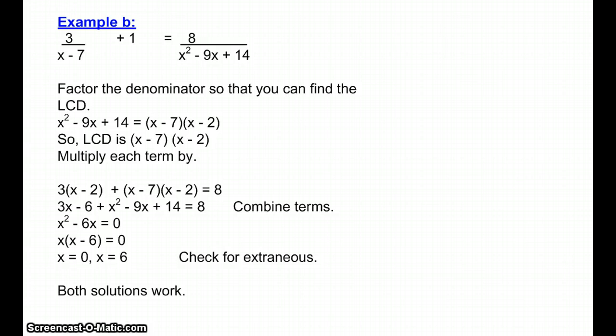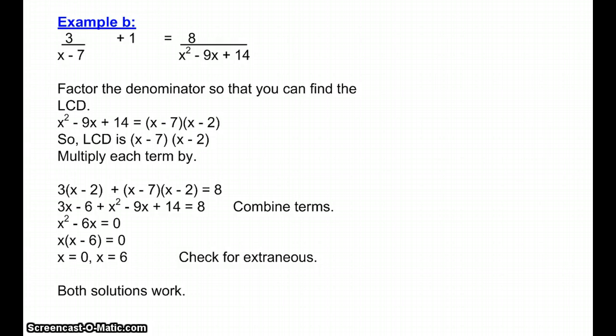Multiply all these terms out so that we can combine them. So you have 3x minus 6 plus x squared minus 9x plus 14 equals 8. Combine all the like terms. X squared minus 6x equals 0, and factor that to solve it. X times x minus 6 equals 0. Here you have two answers, x equals 0 and x equals 6.